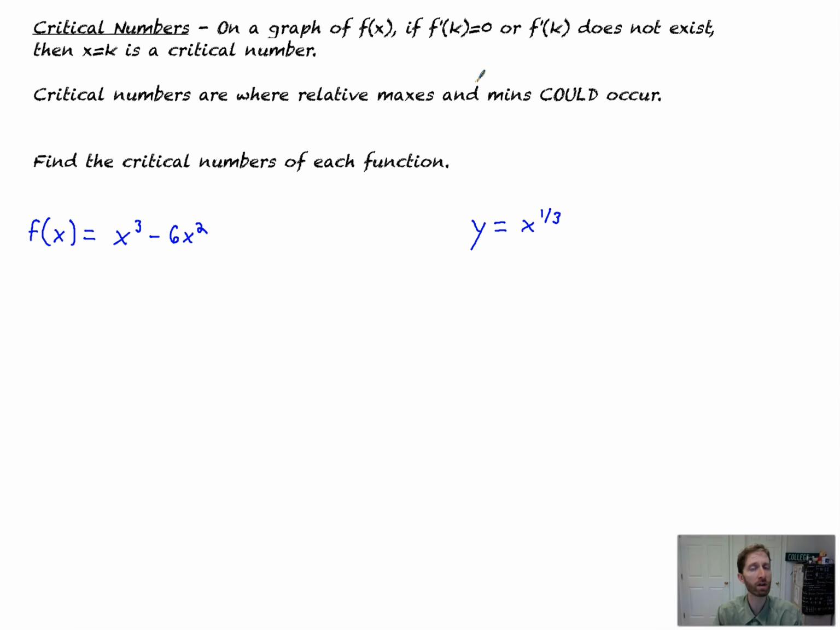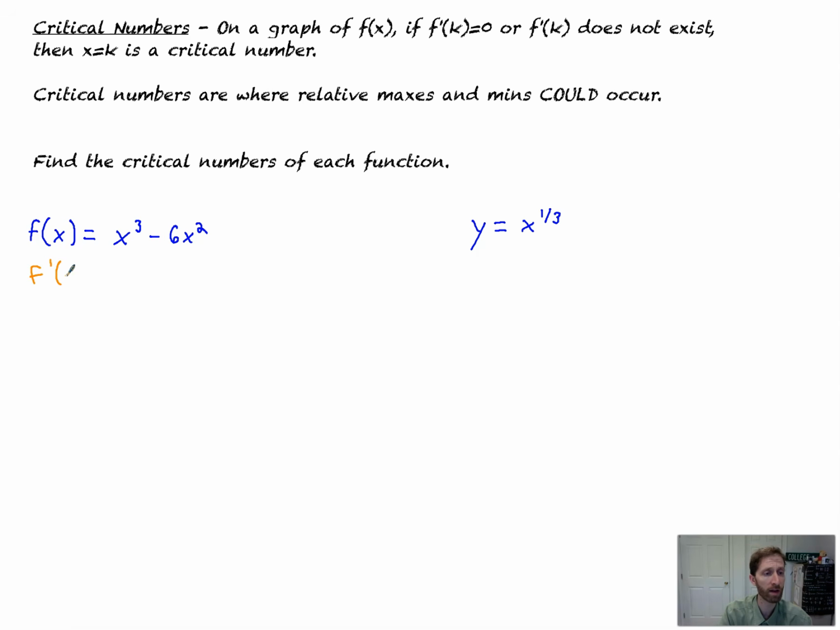Just because you have a critical number does not necessarily mean you have a relative max or min, a hill or a valley. More on that in a later lesson. So we're going to be instructed here to just simply find the critical numbers of each function. So again, a critical number is where the derivative equals 0. It's a possible hill or valley. It's where the derivative equals 0 or is undefined.